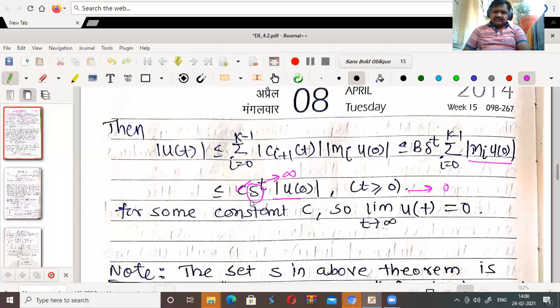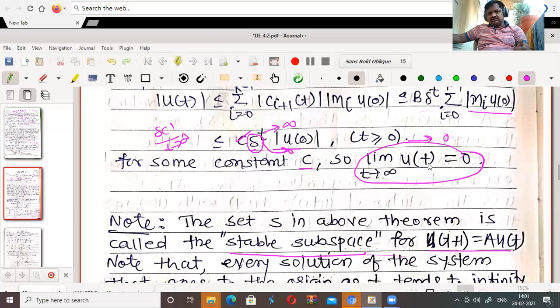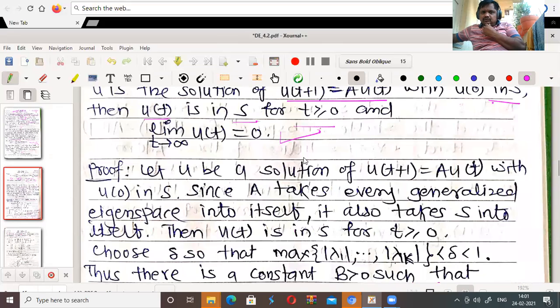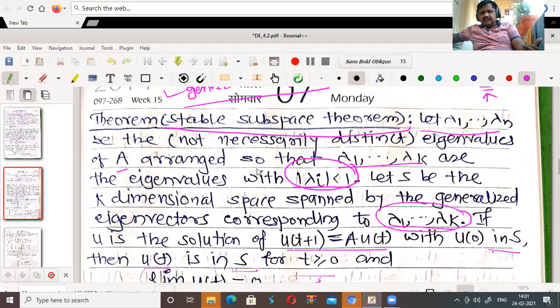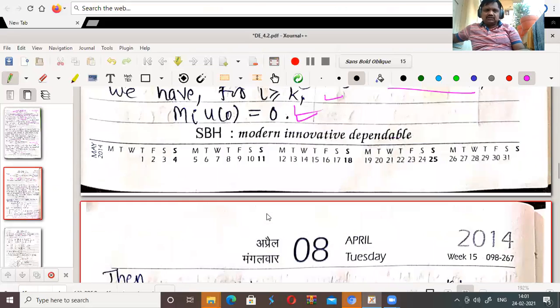Now, as this delta is less than 1, as t tends to infinity, delta to the power t must tend to 0 for some constant c, and therefore the limit of u(t) as t tends to infinity equals 0. So what do we obtain there? The set of solutions corresponding to this homogeneous system, u(t+1) = A u(t), tends to 0 if lambda 1 up to lambda k are the eigenvalues with modulus of lambda less than 1. So the solution is stable in this case, because each solution approaches the origin, and therefore we say that the system is stable.